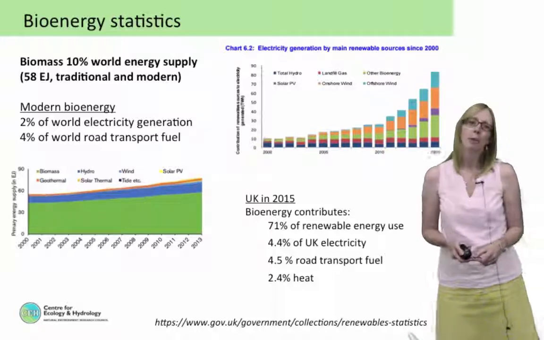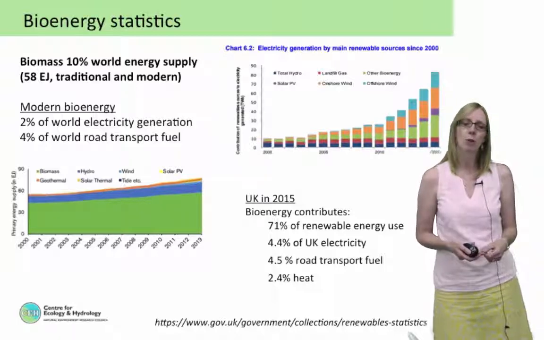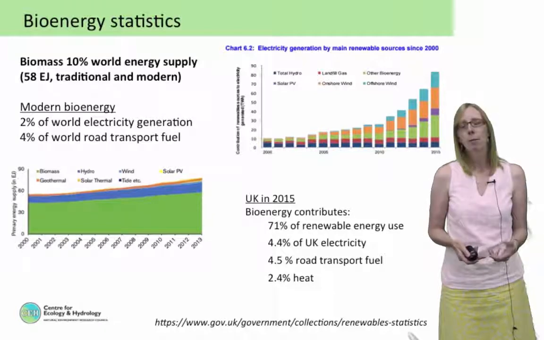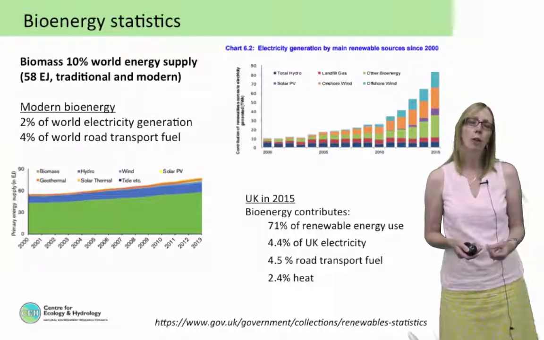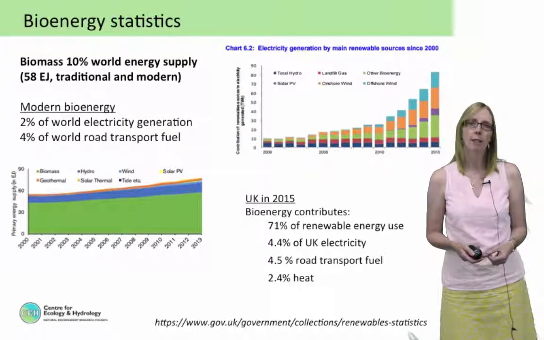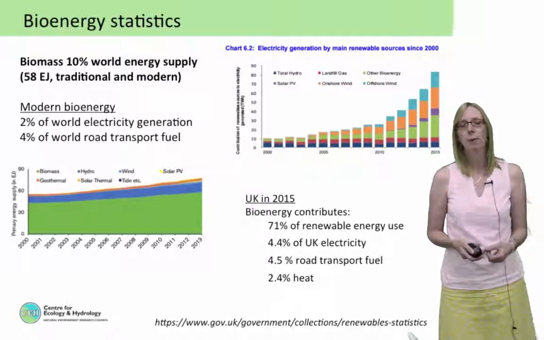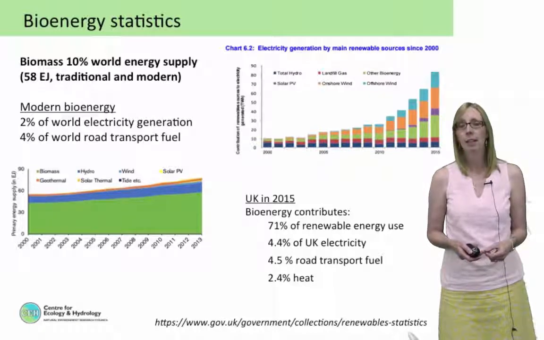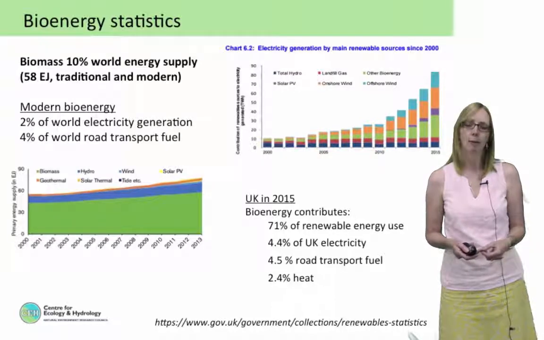Currently in the world, biomass contributes 10% of world energy supply. Now that's quite a large number, 58 exajoules, but that consists of traditional and modern bioenergy. And what I mean by that is traditional bioenergy is biomass burnt in inefficient cook stoves, typically in developing countries. And these are polluting and inefficient, and not the kind of bioenergy that we want to use going forward to tackle climate change. Modern bioenergy makes a smaller contribution to world energy supply currently, 2% of world electricity and 4% of road transport fuel, but that is increasing.